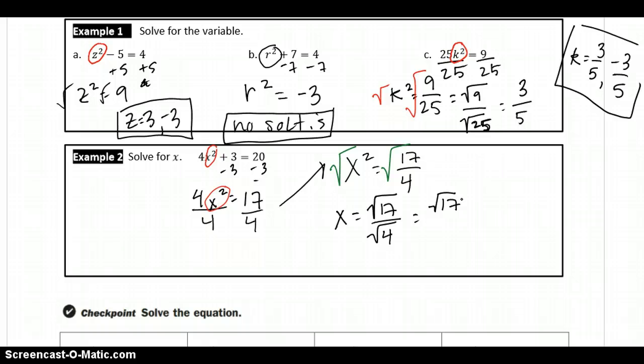Can we simplify the bottom? What's the square root of 4? 2. If you can simplify it, do it. If not, you can just leave it as a square root. So my solution now is x equals the square root of 17 over 2.